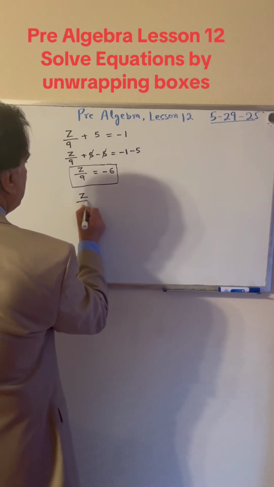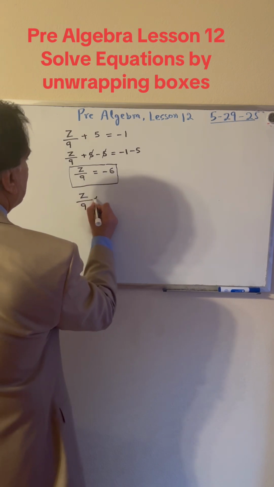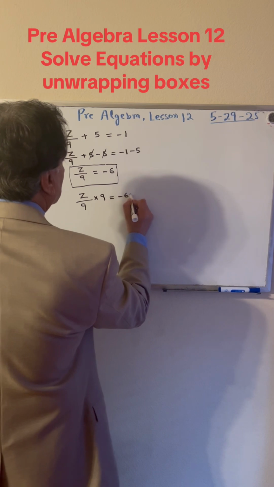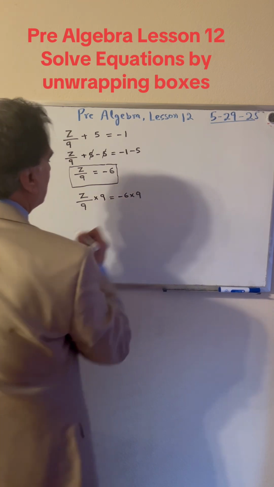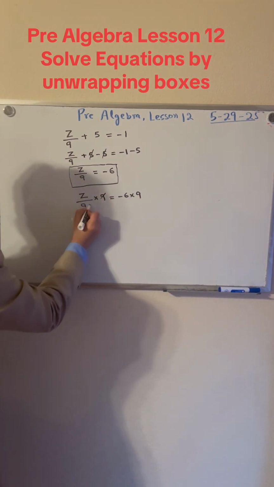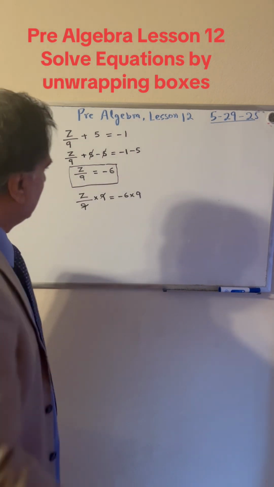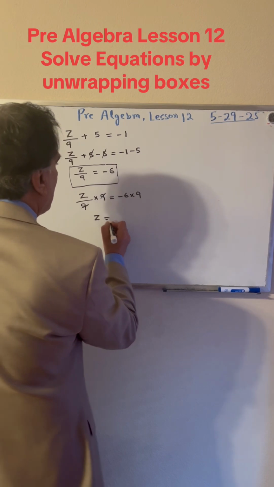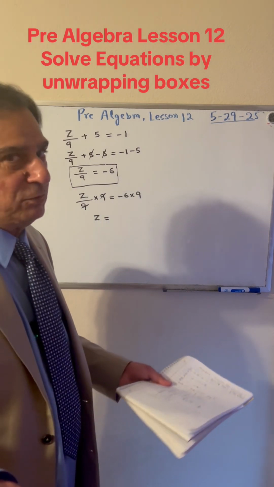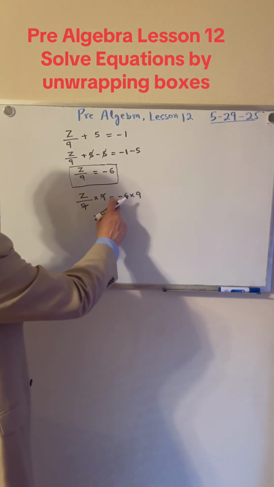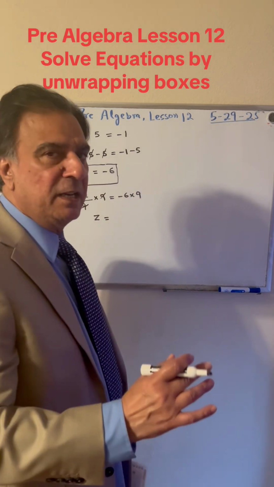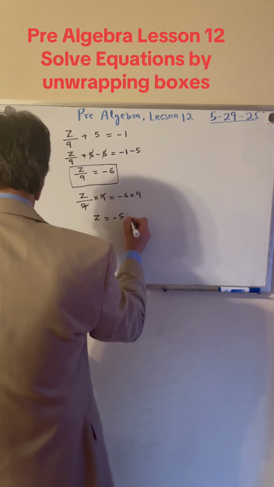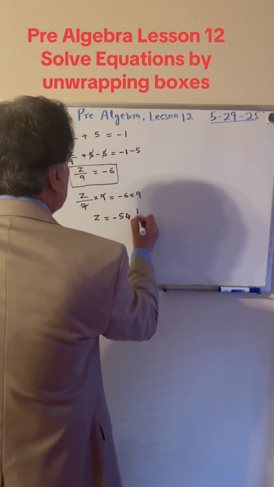z over 9 multiplied by 9 is equal to minus 6 multiplied by 9. This 9 and 9 cancel. Agreed? So we are left with just z. So we just unwrapped our last box. That's fantastic. Negative 6 multiplied by 9 is 54 with a minus sign. So that, my friends, is the answer.